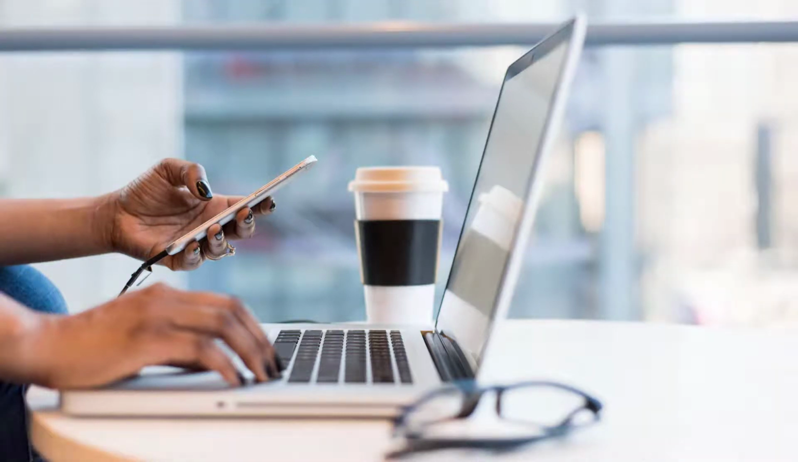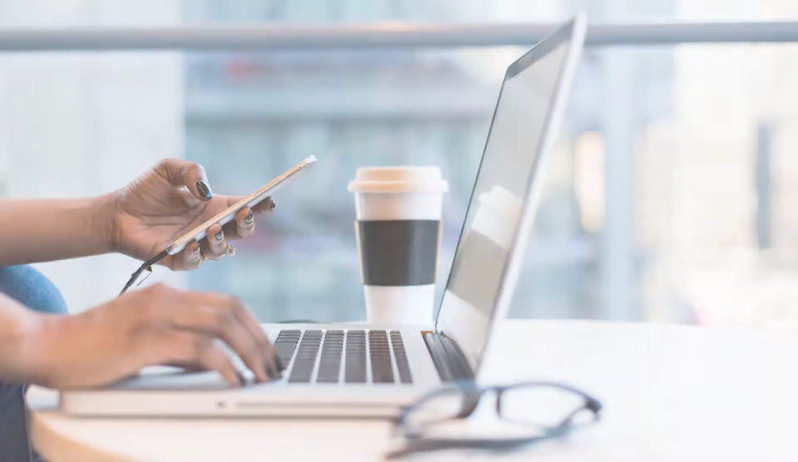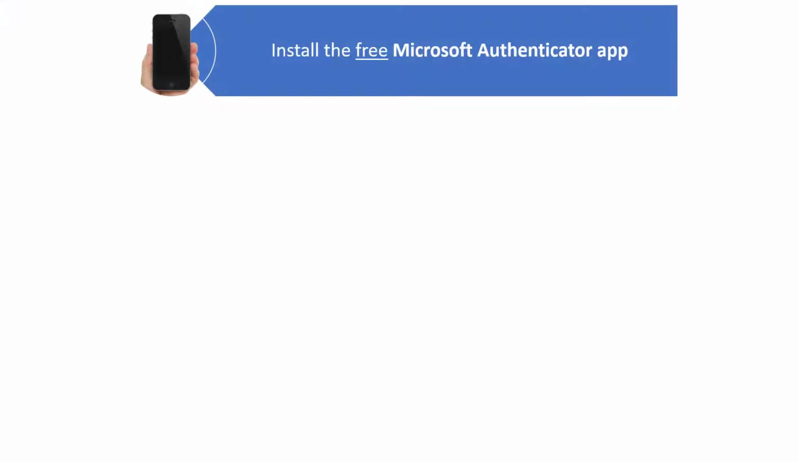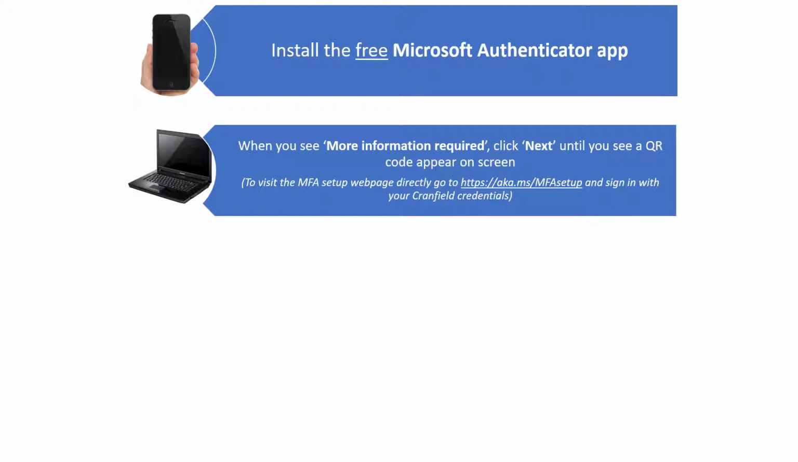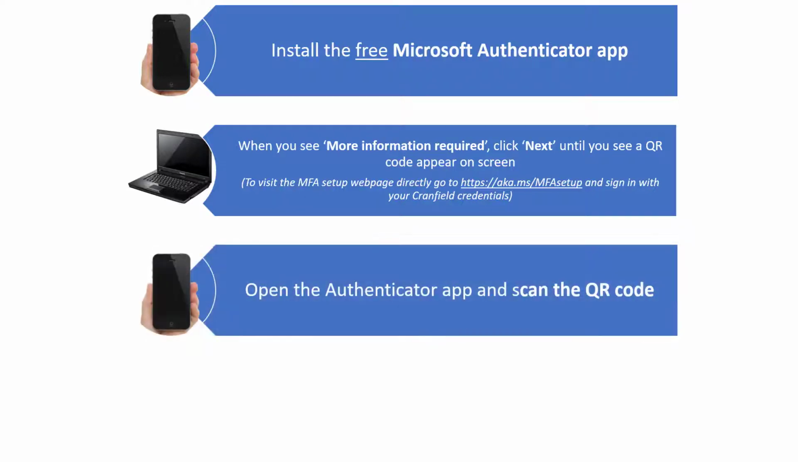First, let's begin by looking at an overview of the steps to set up and configure MFA. We'll cover each step in more detail later in the video. On your smartphone, you will need to install the free Microsoft Authenticator app. Then, on your computer, when prompted for more information, click Next until you see a QR code displayed on your computer screen. On your smartphone, open the Microsoft Authenticator app and scan the QR code.